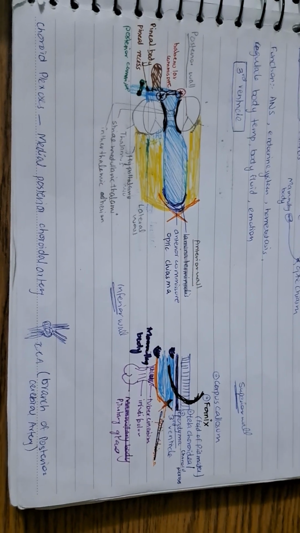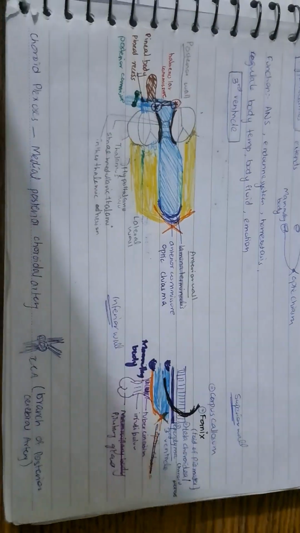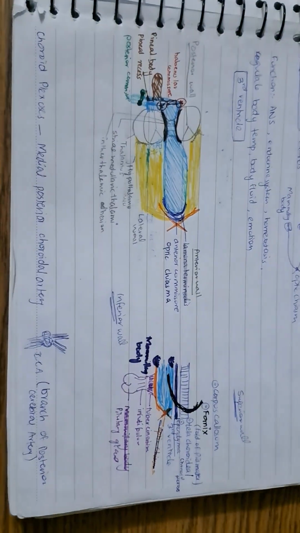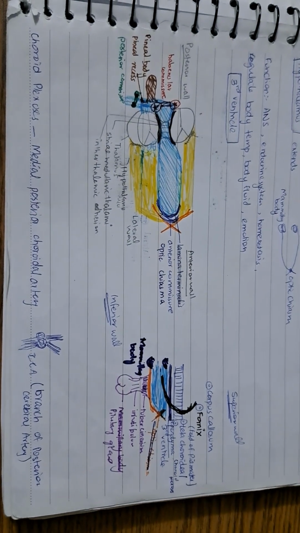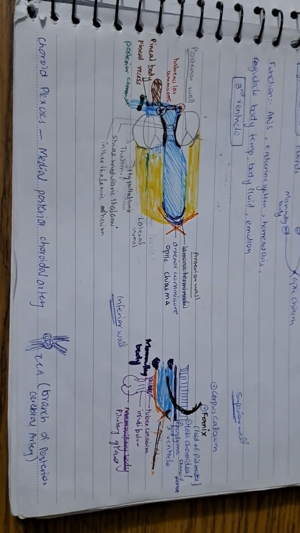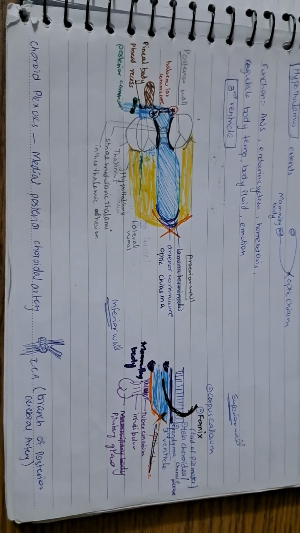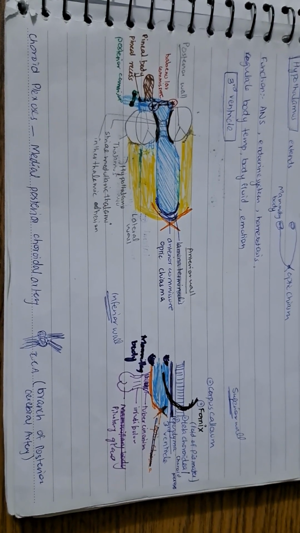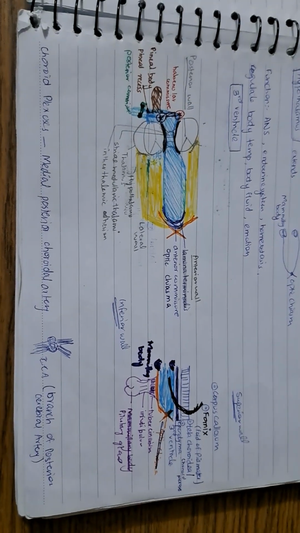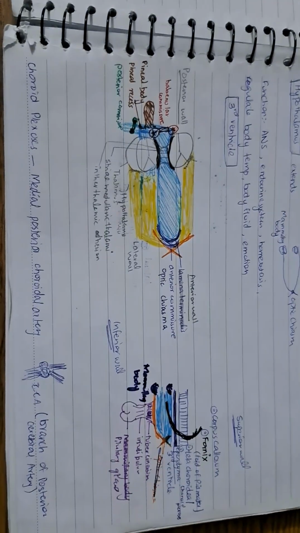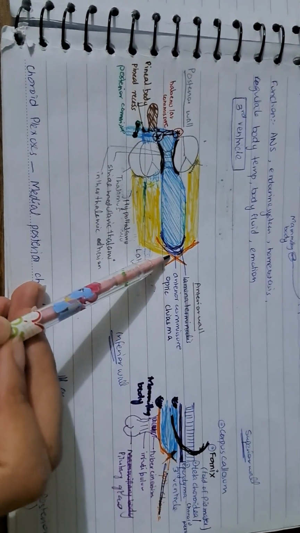Okay, fine guys. So this is a very simple video, and in this video I'll be explaining about the boundaries of the third ventricle. So starting off with the anterior wall, anteriorly we have the lamina terminalis, and there's an anterior commissure which is being formed, and also we say that there is the optic chiasm.